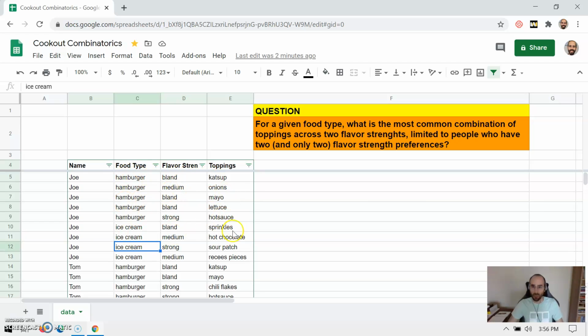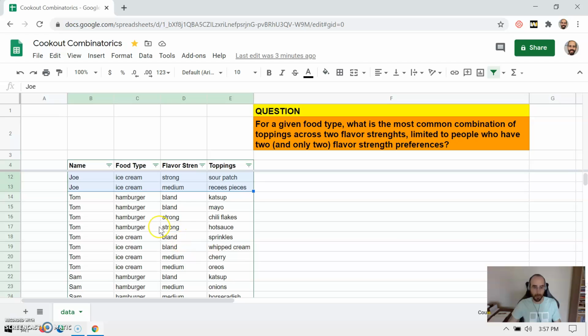So we have to, first of all, find people who have two and only two flavor strength preferences. So if we look at Joe and his hamburger flavor strength preferences, bland, medium, and strong, Joe's disqualified. We're going to throw him out because he has three flavor strength preferences. We want people who only have two. Joe's ice cream flavor strength preferences, again, bland, medium, and strong, we throw him out.